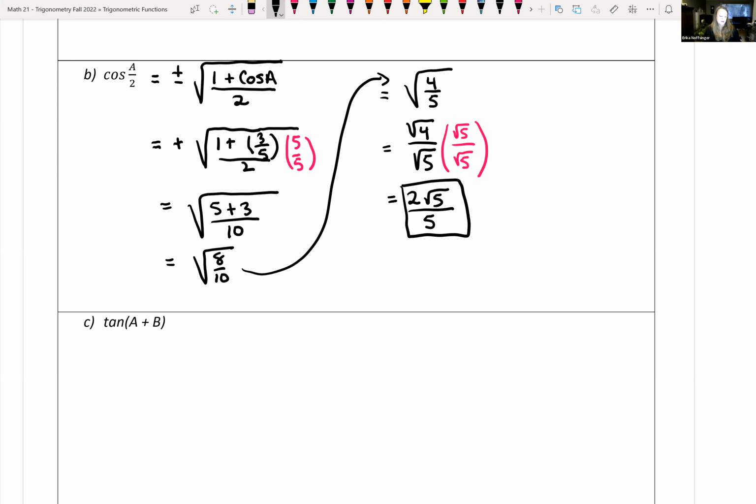So part C says we want to find tangent of A plus B. So using the sum of angles for tangent, I know this is tangent of the first angle A, same sign that's in between my angles, so plus tangent of the second angle, which is B, all over 1 minus tangent of the first angle, which is A, tangent of the second angle, which is B.